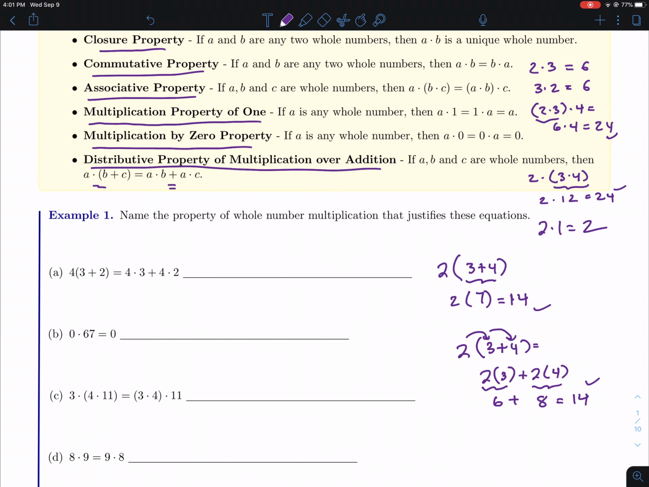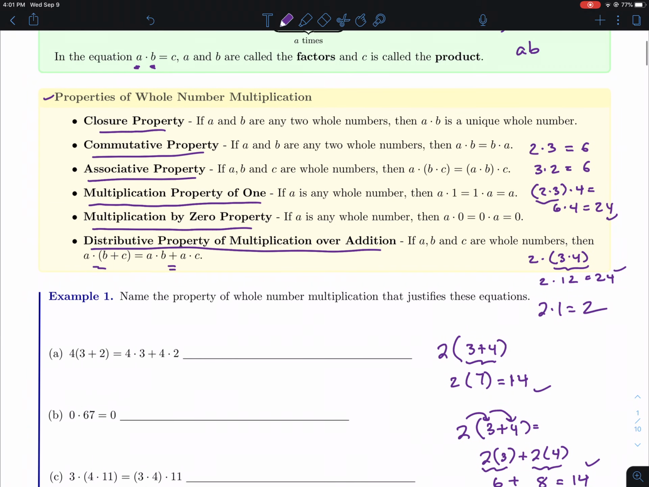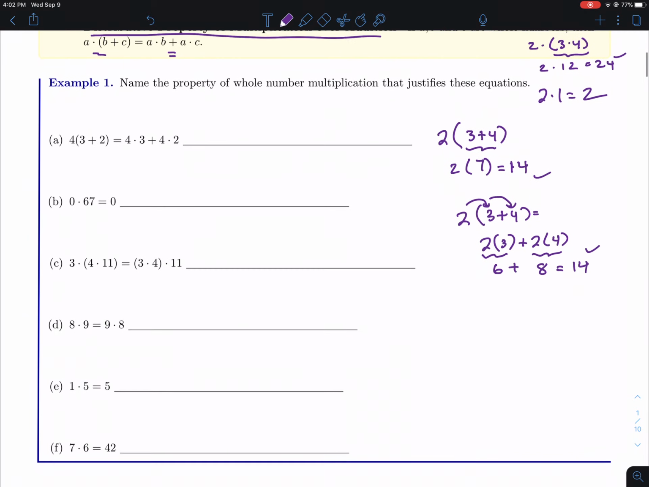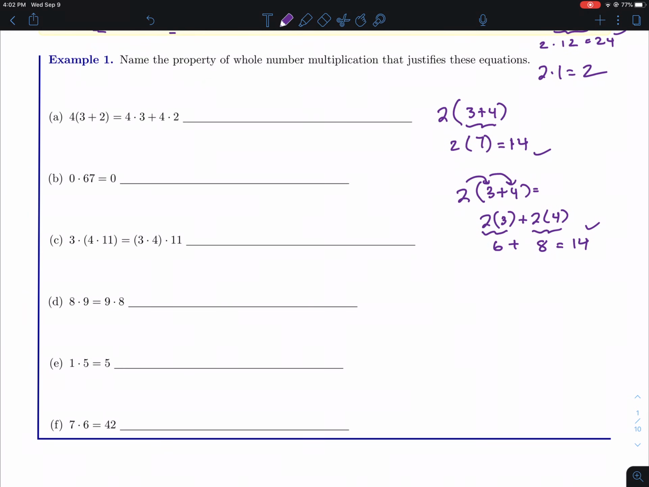So, all right. Does anybody have any questions about any of the properties? All right, very good. Now let's go through this list and see if we can identify which property goes with which example. Feel free to yell out your answer. I'll be listening. So 4 times (3 plus 2) equals 4 times 3 plus 4 times 2. Oh, I think I heard somebody. Distributive property. Good. Very nice.